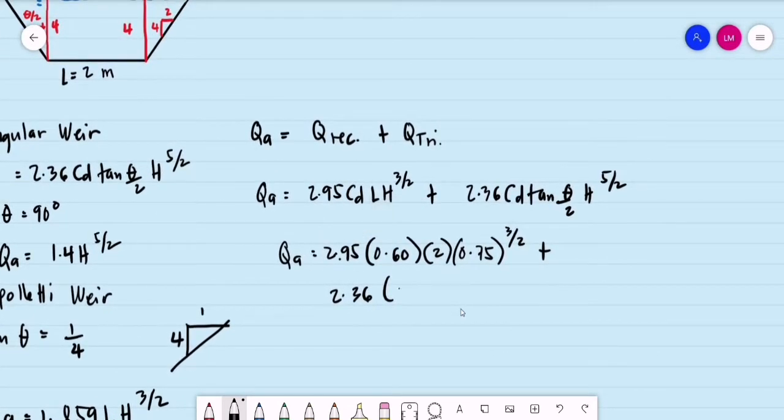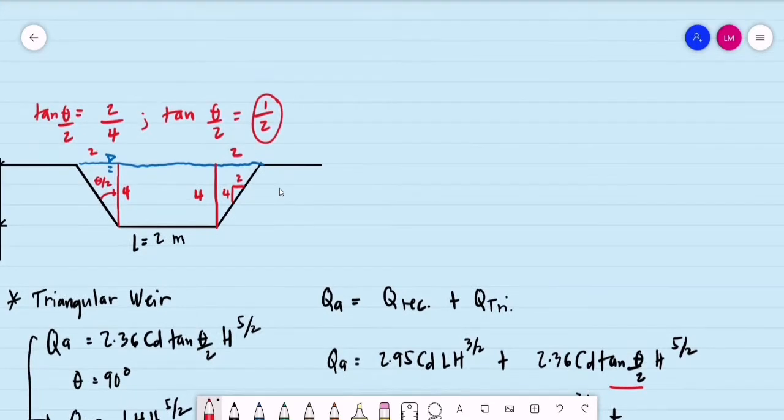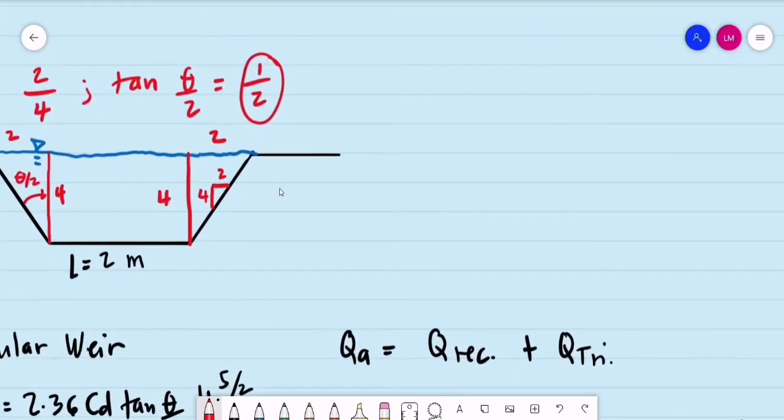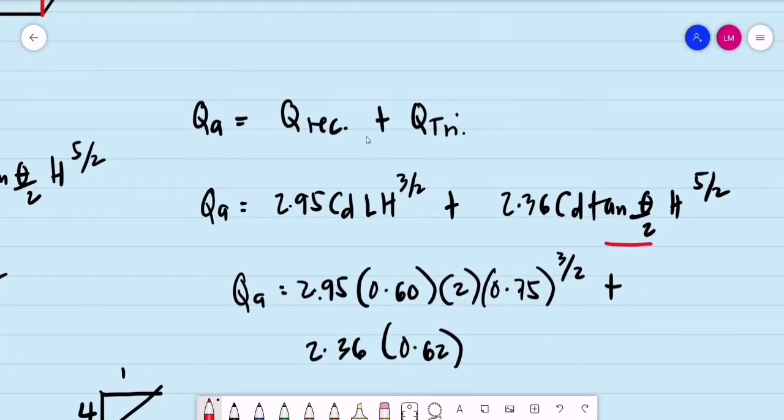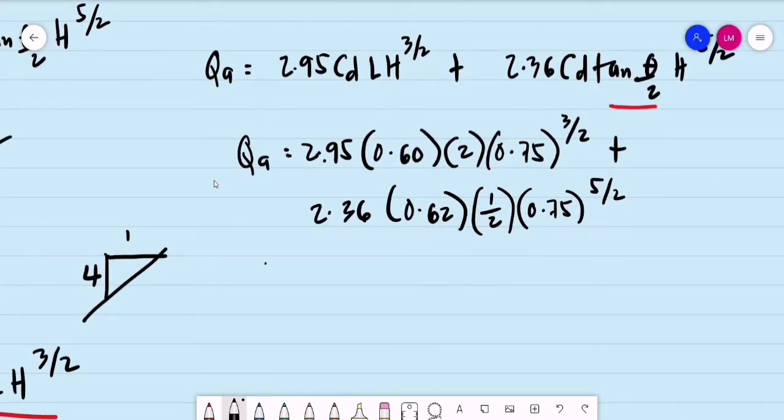So, multiplied by 0.62, ano equivalent ng tangent of theta over 2? Okay, kinuha na natin yun kanina. The equivalent of tangent of theta over 2 is 1 half. Lagyan na lang natin na eksaktong 1 half para hindi na natin kunin yung angle. Okay, multiplied by 1 half, then the head is 0.75. This is raised to 5 over 2. So, kunin natin yung total discharge for this trapezoidal weir.